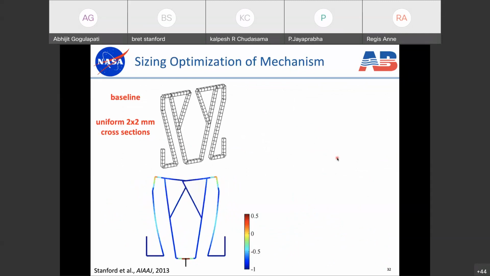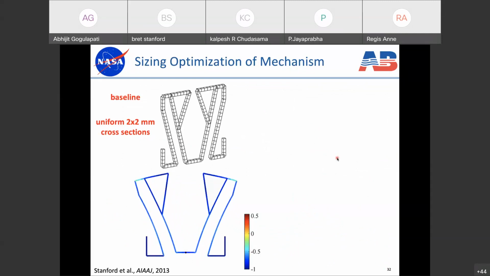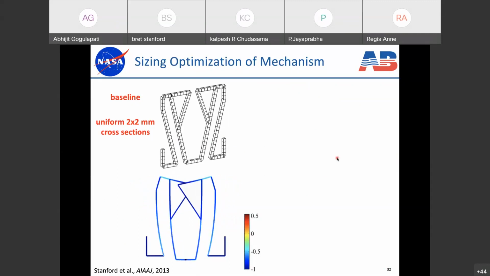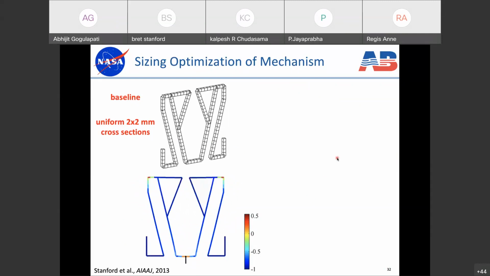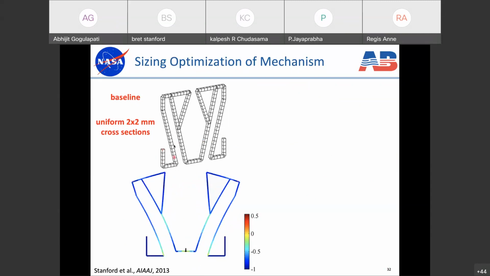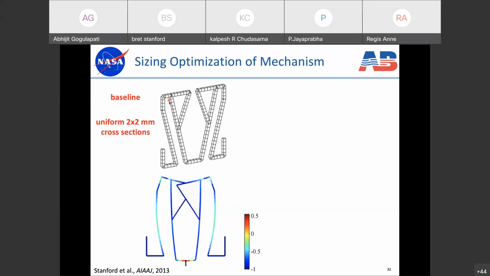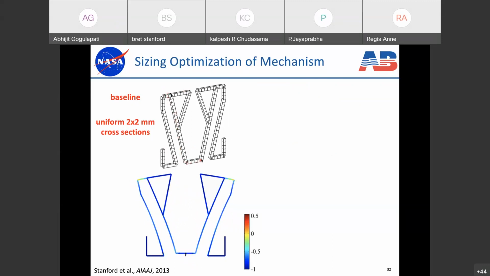So I mentioned that there's 3 categories of structural optimization: shape, sizing, and topology. We've done topology. Now we want to do sizing optimization of the mechanism to get an even better configuration. So this is the optimal mechanism topology we found in the previous chart. The sizing of that was just uniform 2 millimeter by 2 millimeter cross sections throughout.